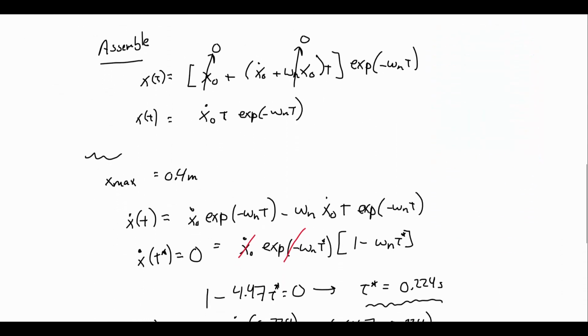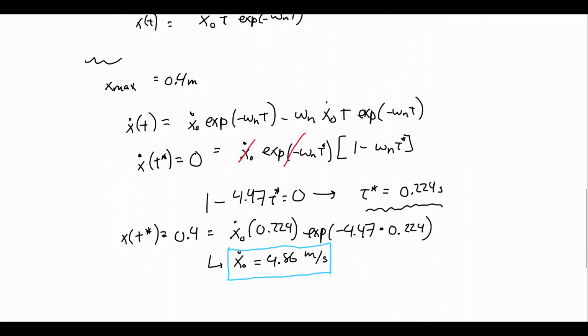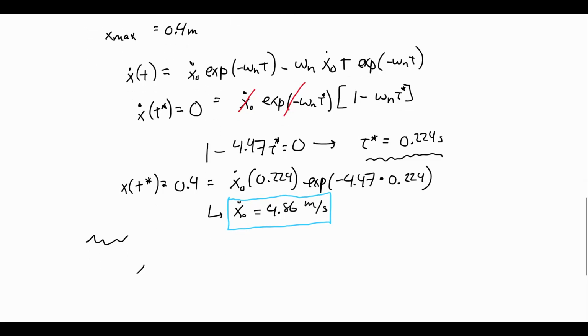Right, so now I actually can fill in the rest of my equation here for x of t, because now I know all of the details of it. Now that I know my x naught dot, my x of t must be equal to my x naught dot of 4.86 that I just discovered times t times e to the negative 4.47, that's the natural frequency, times t.